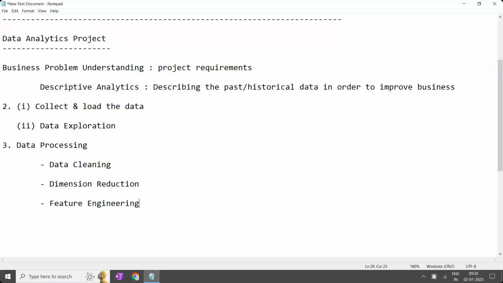For example, buying price will be given, selling price will be given. Create a new column. The new column is called either profit or loss. Creating a new column is called feature engineering. Removing and reducing existing columns is called dimension reduction. Dimension reduction is also called variable selection. You are going to select whichever variables you are interested in, and the variables which you are not interested in, you are going to drop them. Drop the unimportant variables.